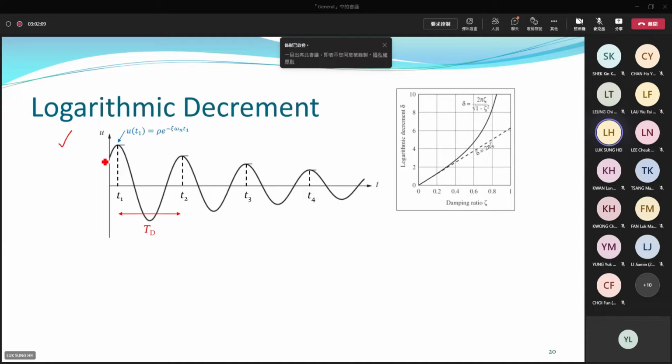At time equal to T1, the general formula for a free vibration system is something like this: rho cosine omega d t plus theta, and then there's an exponential function.